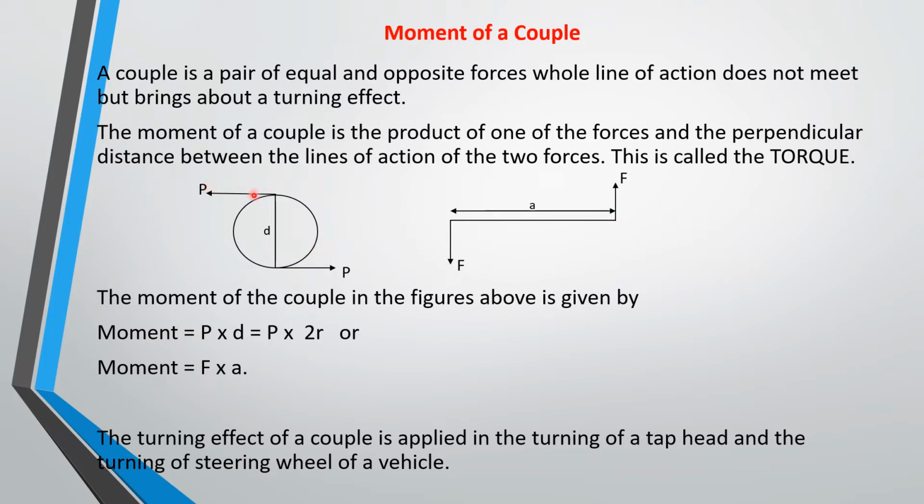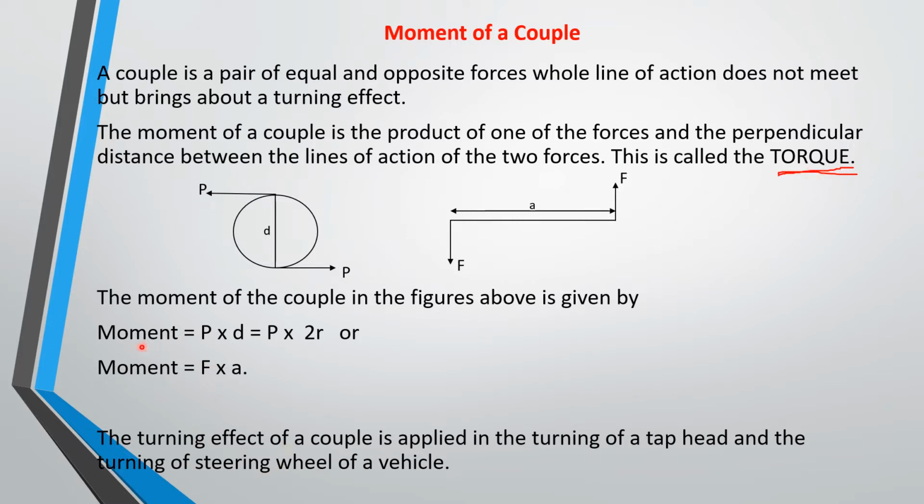So a couple is a pair of equal and opposite forces whose line of action does not meet but brings about a turning effect. So the moment of a couple is the product of one of the forces and the perpendicular distance between the lines of action of the two forces. And this moment of a couple is called a torque. The moment of a couple is called a torque. So you can take note of that. These are like objective questions that can come across in your examination. The moment of a couple is called a torque.